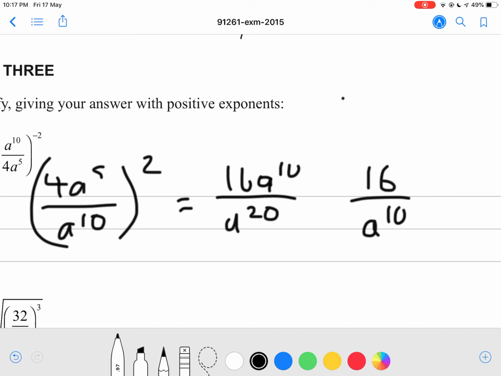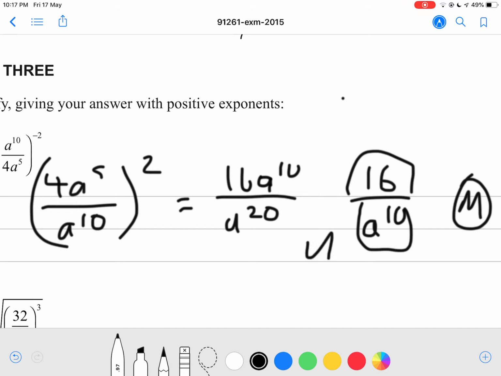Yeah, that's the answer, and surprisingly, that's actually a merit question here. To get the achieved grade, numerator or denominator correct. So either this is correct. Oh no, it's not. So either the 16 is correct or the a to the 10 is correct. Okay, or you can say the numerator, or you can say the evidence of solving. So basically evidence for an achieved will get you an achieved. Okay.